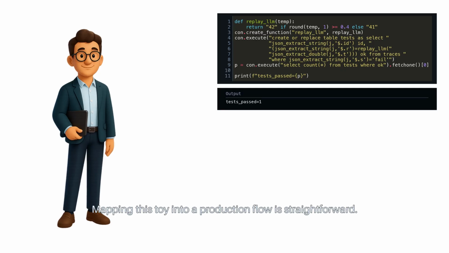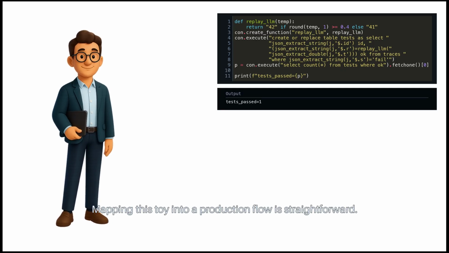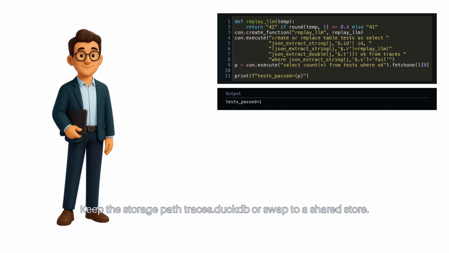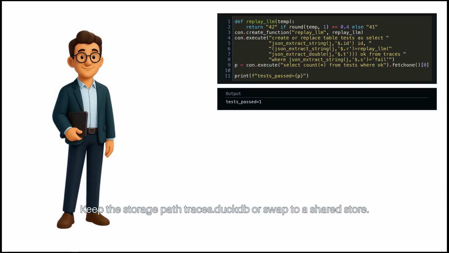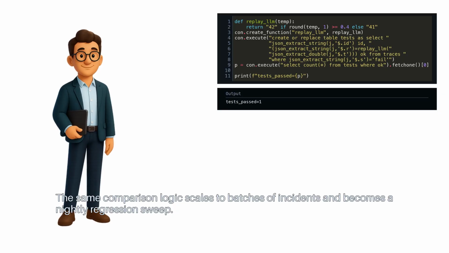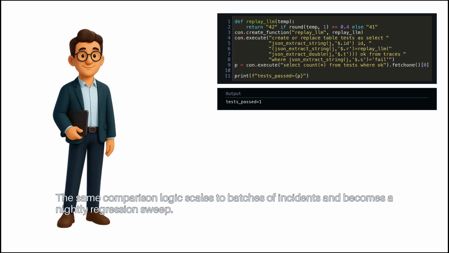Mapping this toy into a production flow is straightforward. Replace the deterministic stand-in with a controlled model client that accepts the saved config. Keep the storage path, traces.duckdb, or swap to a shared store. The same comparison logic scales to batches of incidents and becomes a nightly regression sweep.